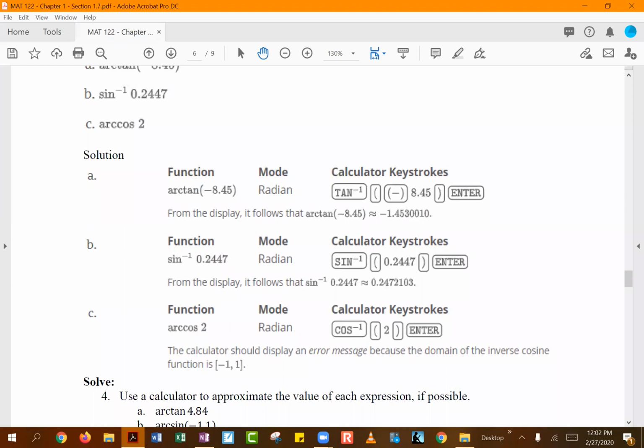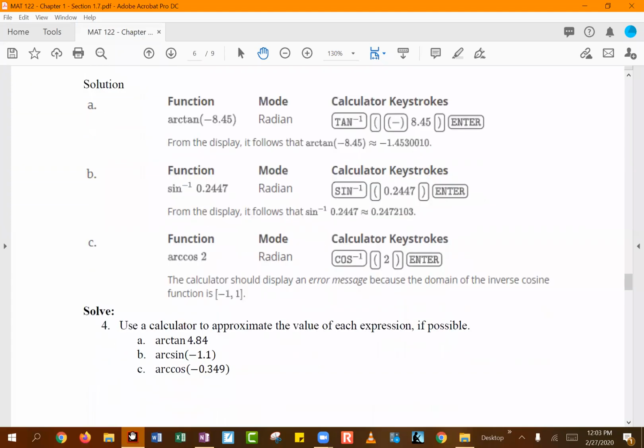I actually want to have you guys try the arc cosine of 2. What do you get when you put that in? It's going to give an error because it's beyond the domain, right? Because your domain for the arc cosine function only goes from -1 to +1. So arc cosine of 2 should not give you an answer. There should be an error message.